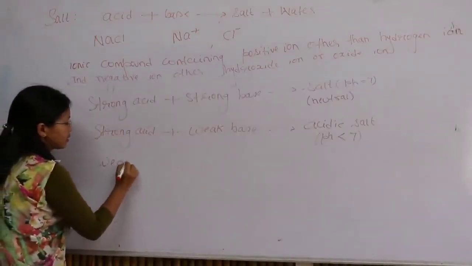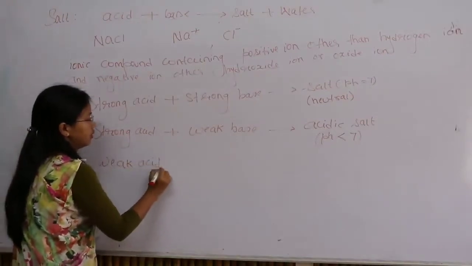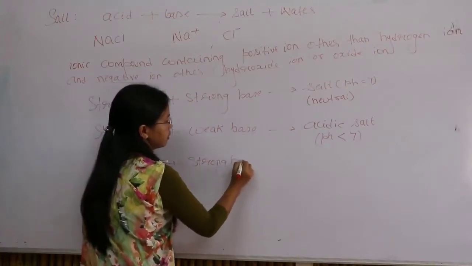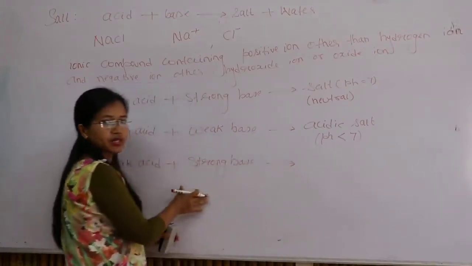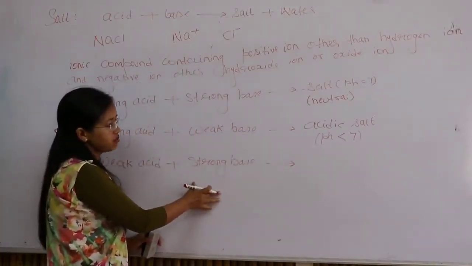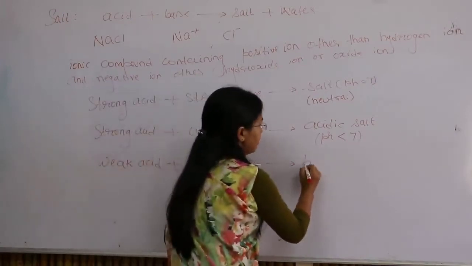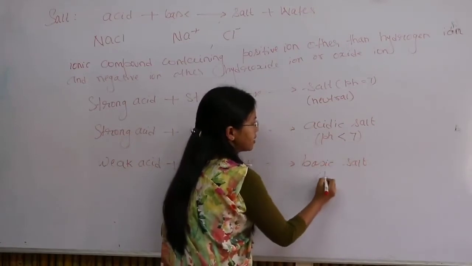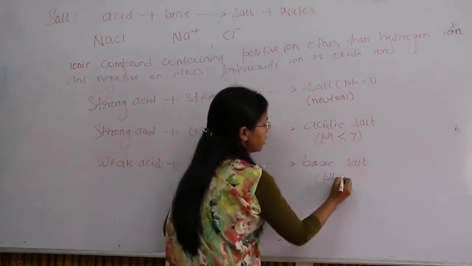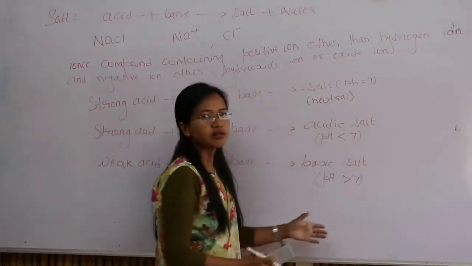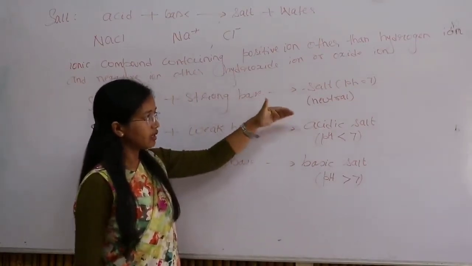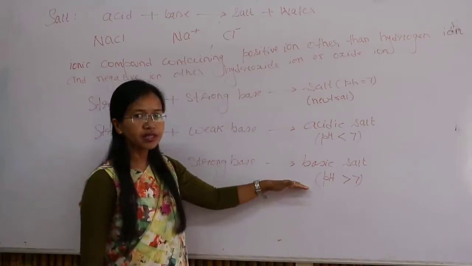Weak acid and a strong base. So in this case, you are going to get the basic salt. This salt has pH more than 7. So these are the 3 different types of salt: the normal salt, acidic salt and the basic salt.